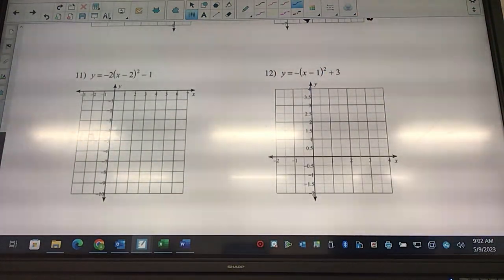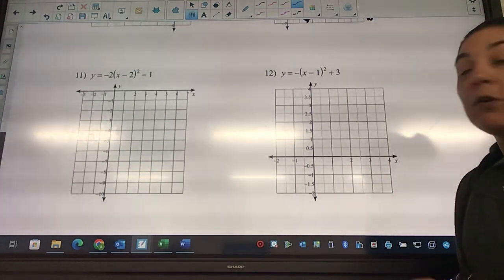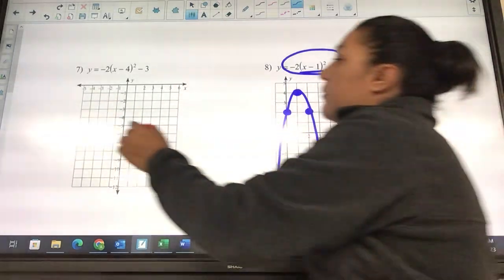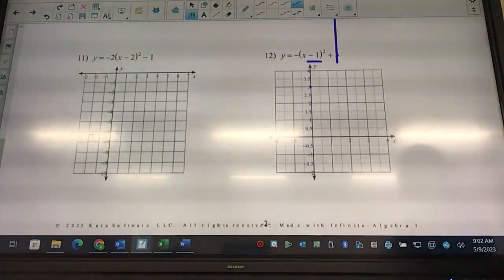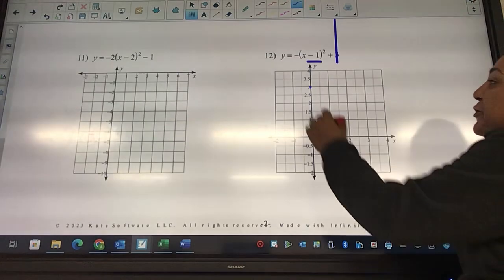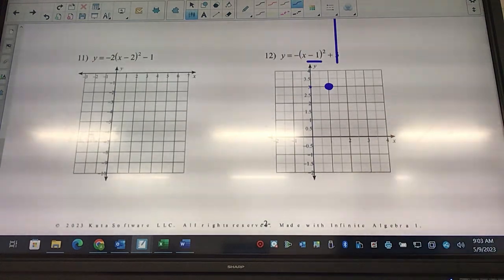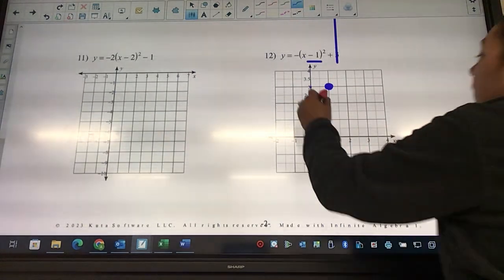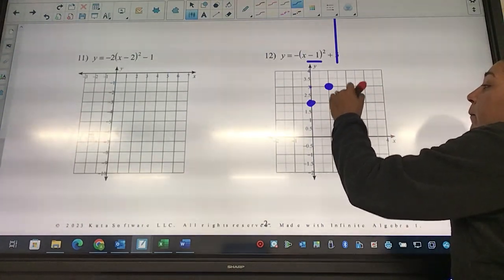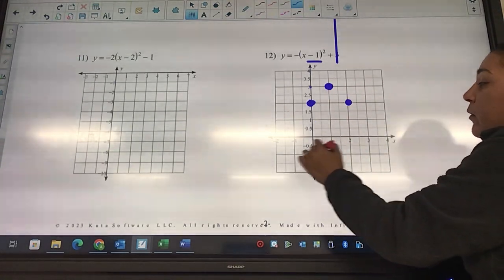12. Where are we starting? 0. What does that +3 do? It goes up 3. What does that -1 do? Right 1. Good correction. Is this graph going to open up or down? Down with a slope of what? 1, right? There's no number there. So that's going to be 1 over 1. And then what? 4 over 2. 1, 2, 3, 4 over 2.